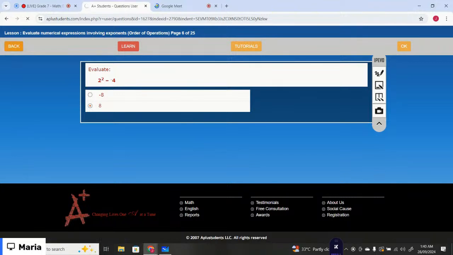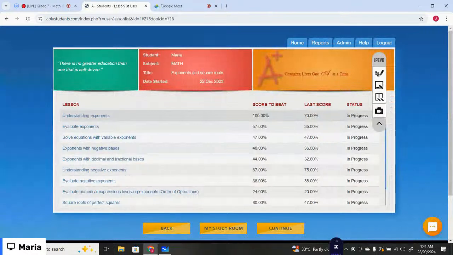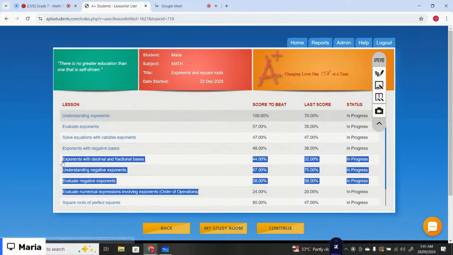You can complete the lesson by yourself later today. So we were working on grade 7 math. The chapter we were working on is exponents and square roots. The lessons we have covered today are exponents with decimals and fractional bases, understanding negative exponents, evaluating negative exponents, and then evaluating numerical expressions involving exponents. Please make sure before the next session you complete all the practice questions for the lessons we just did.